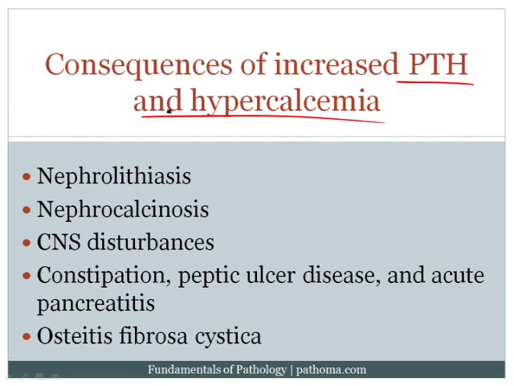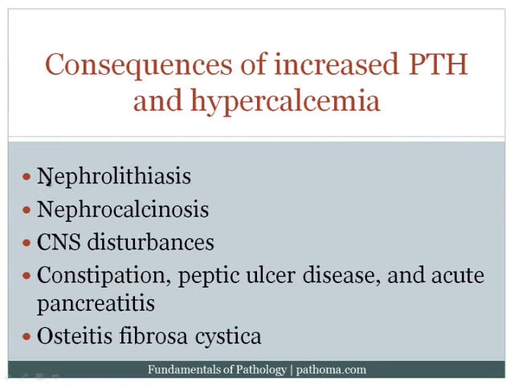For example, if patients have hypercalcemia in the blood, there's going to be a high filtration of calcium into the urine, and so patients can develop kidney stones or nephrolithiasis. And the classic kidney stone would be a calcium oxalate stone. So this would be one example of a consequence of hypercalcemia.